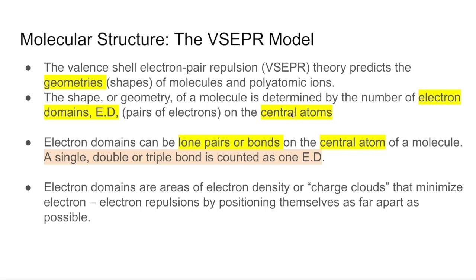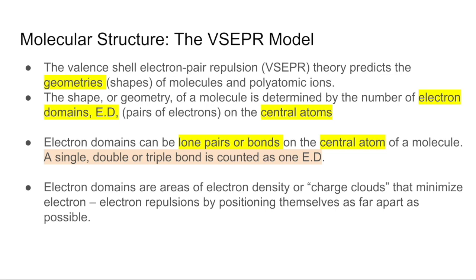The central atom of a molecule can have a single, double, or a triple bond, and those are counted as one electron domain. Electron domains are areas of electron density or charge clouds that minimize electron repulsion by positioning themselves as far apart as possible. Okay, so electron domains are really just pairs of electrons. They're going to be in bonds, or they're going to be lone pairs.